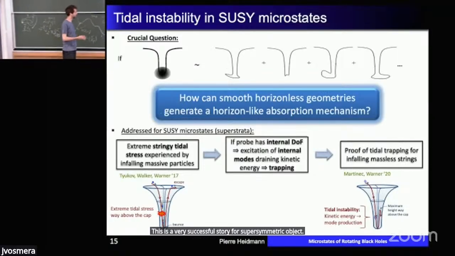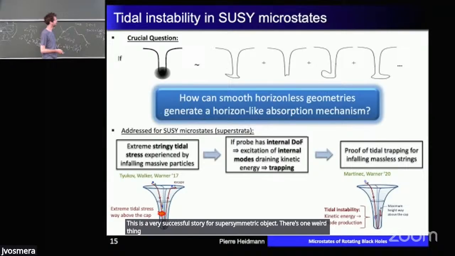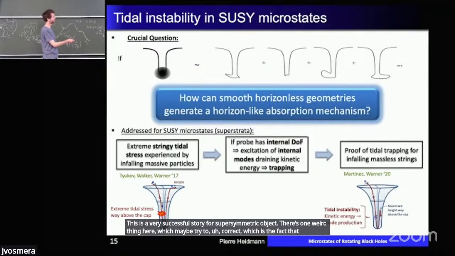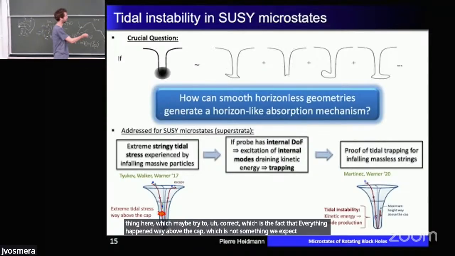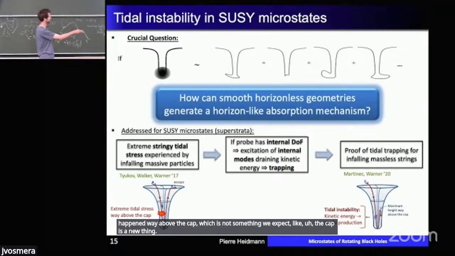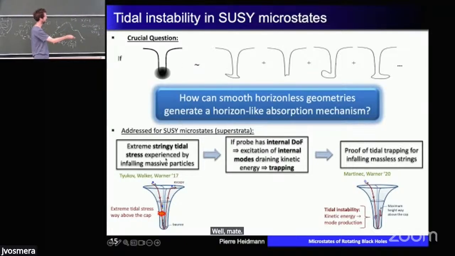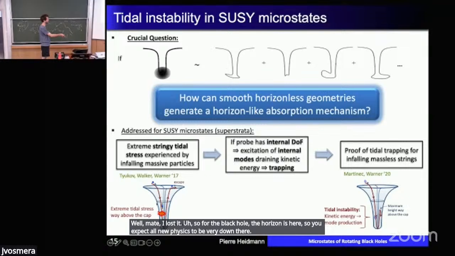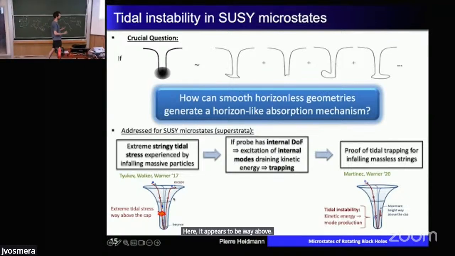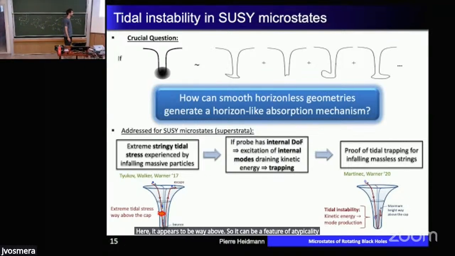There is one weird thing here which we may try to correct, which is the fact that everything happened way above the cap, which is not something we expect. Like the cap is a new thing. So for the black hole, the horizon is here, so you expect all new physics to be very down there. Here it appears to be way above. So it can be a feature of atypicality or anything like that.